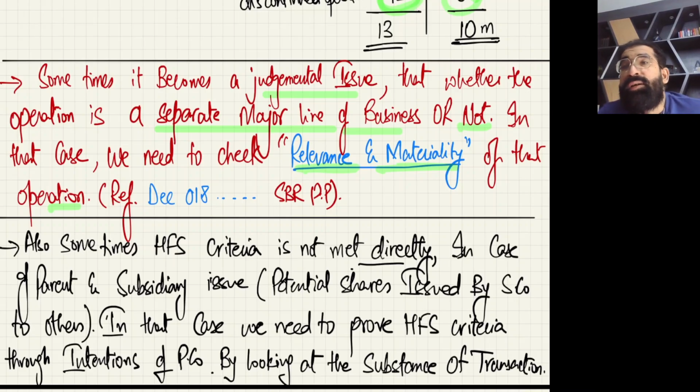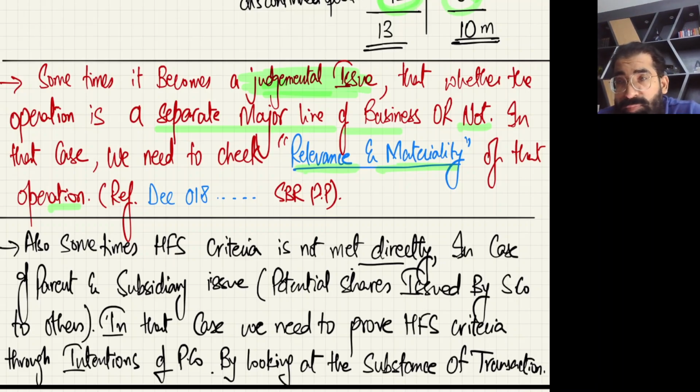But yes, if you are going to sell the major shops, or the shops which are of key importance, the heart of Turkey, the shops which generated like 60% of the revenue of Turkey. If you are selling such things which are relevant for your group, which are material for your group, now again it will come as a discontinued operation. So that's why I have written it's a judgmental issue.